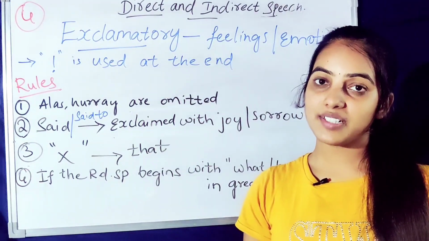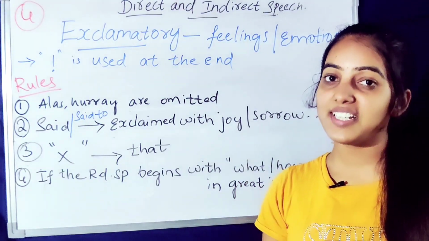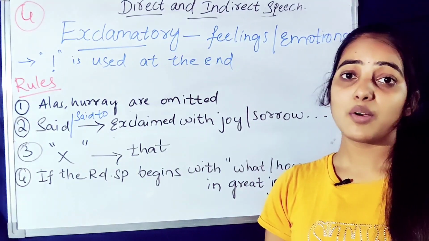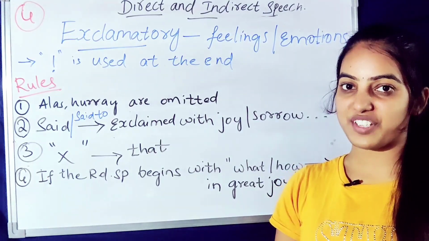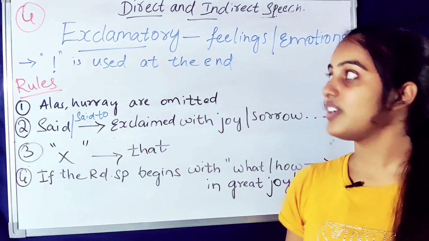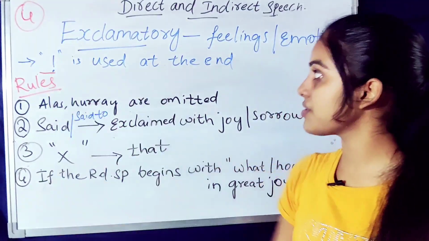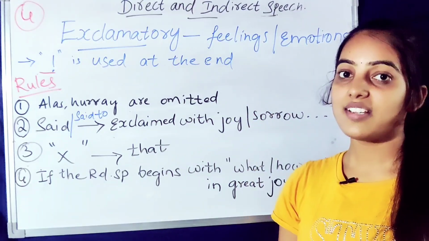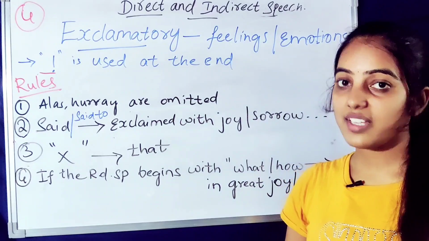And the fourth one is the exclamatory type. What are exclamatory type of sentences? These are the sentences that express our feelings and emotions. For example, oh, what a beautiful flower it is. That expresses our feeling and emotion. Such types of sentences are called exclamatory sentences. Here the exclamation mark is used at the end of an exclamatory sentence. And now the rules to convert exclamatory sentences to indirect speech.